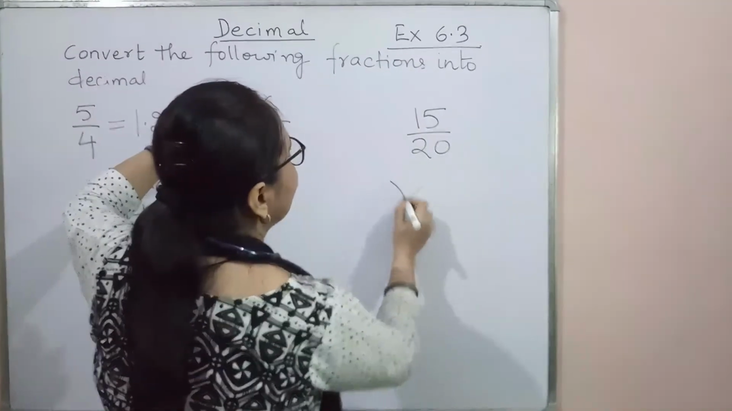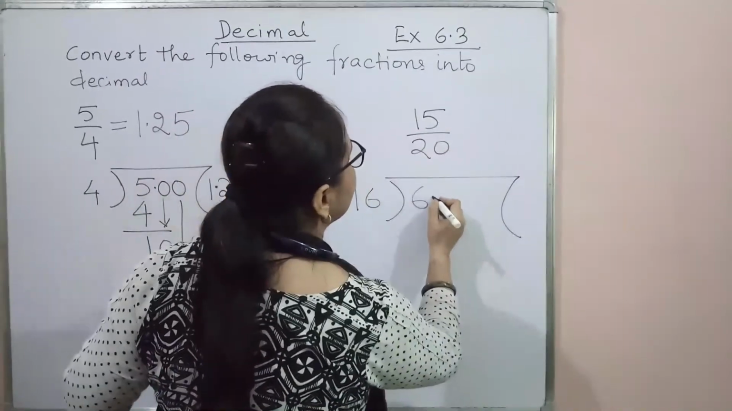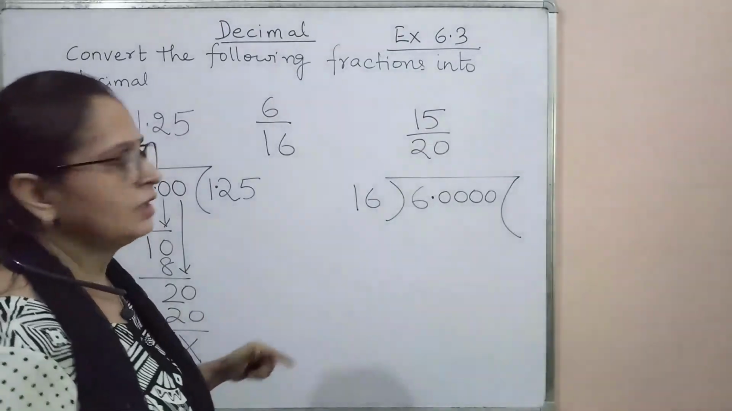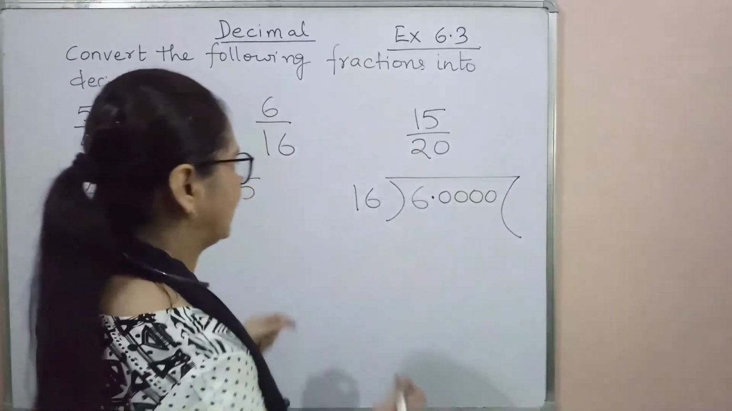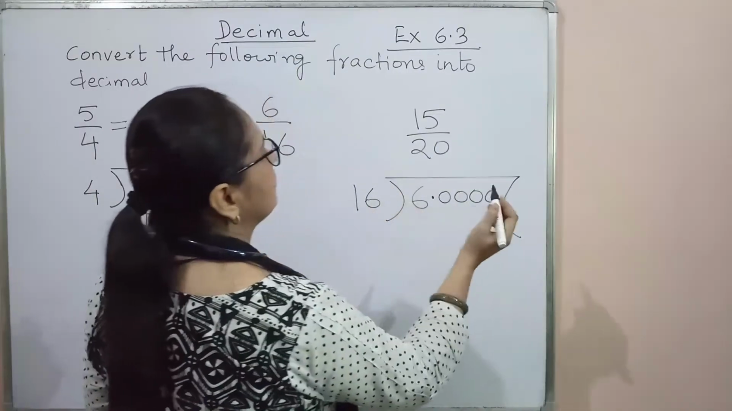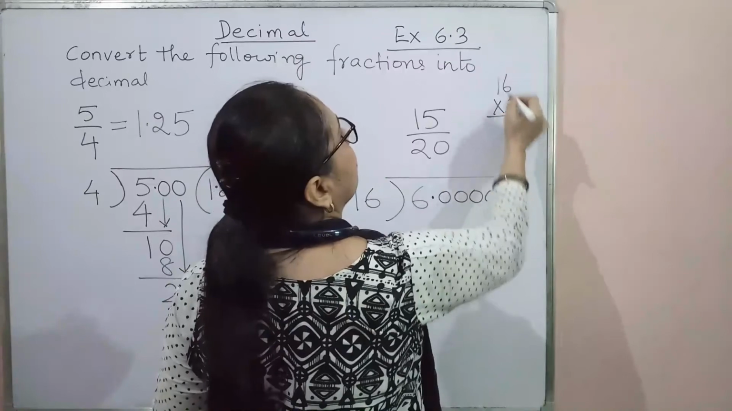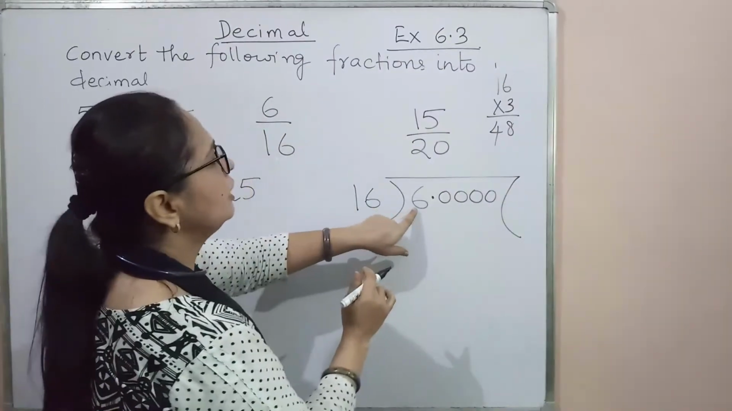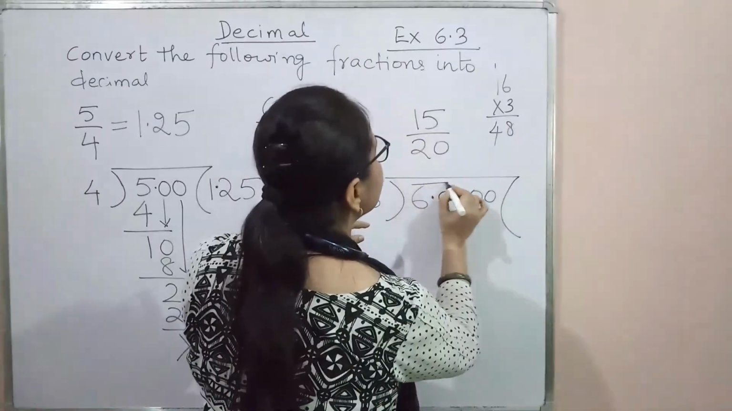6 is to be divided by 16. Now 16, it means we will have to add some number of 0. The value remains the same if you add zeros. We all know that. Now 16 3s are 16 into 3, 48. Now we know 6 will not go by 16, so we will have to consider 60.